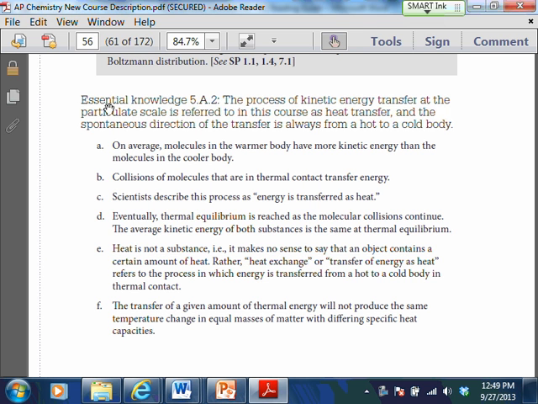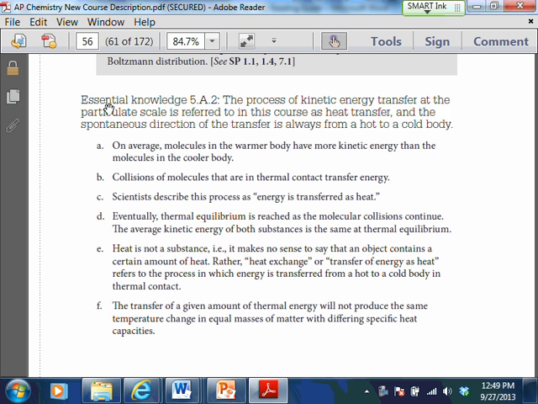Average kinetic energy is temperature. Does it say that here? Oh, well, no, not really. Okay, but I know it says it somewhere. I can't remember exactly where. But average kinetic energy is the same thing as temperature, Kelvin temperature. So on average, molecules in a warmer body have more kinetic energy than the molecules in a cooler body.